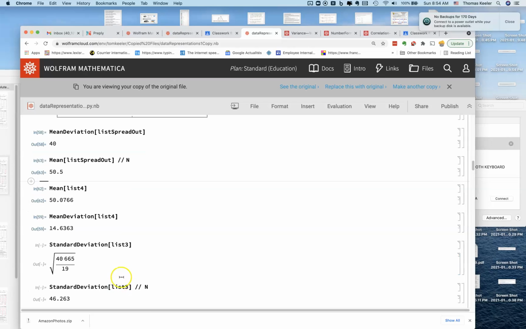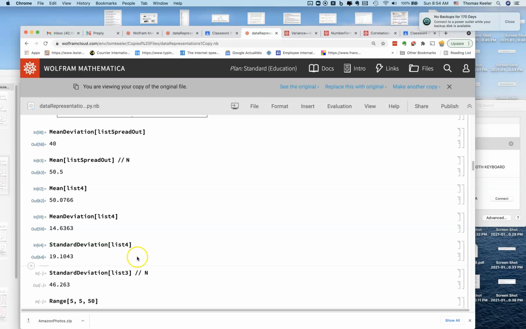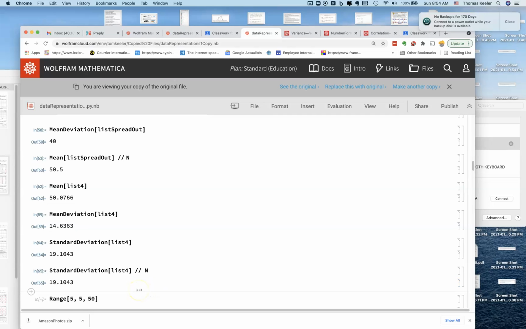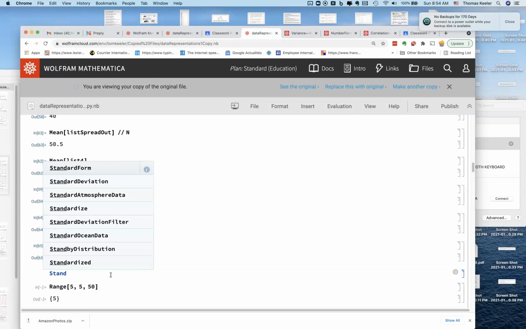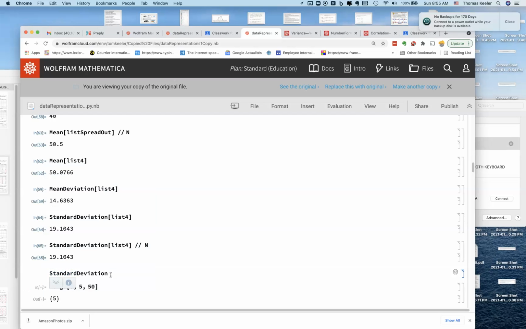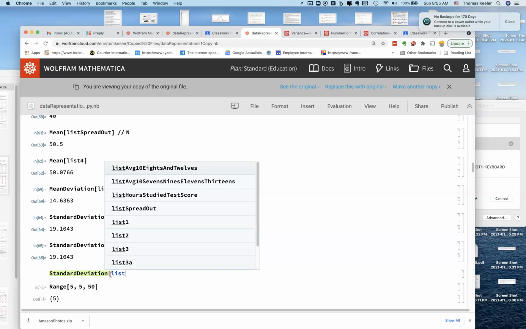Okay. So now let's look at standard deviation, and that is one of our goals, to have you looking at these differences between mean deviation and standard deviation. Okay. And so we say, okay, there we've got it, list 4, standard deviation. And now let's look at the standard deviation of list spread out.